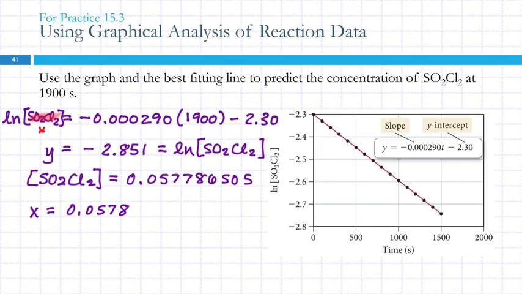Well, I don't want that to say X there. I want it to say the concentration. And what would the unit be? Moles per liter, molarity.